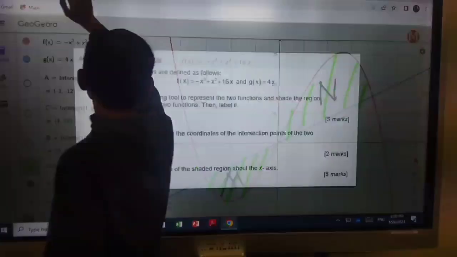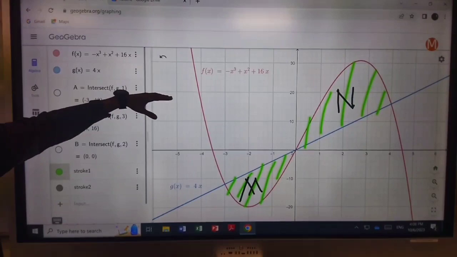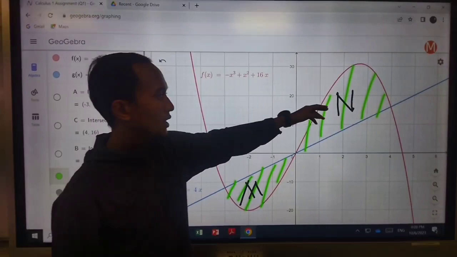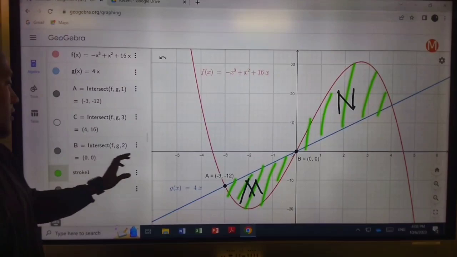Then B. From A, determine the coordinates of the intersection points of the two functions. The intersection points of the two functions are right here: the first one, the second one, and the third one. So there are three intersections. The first one is negative 3, negative 12. The second one is 0, 0. And the third one is 4, 16.